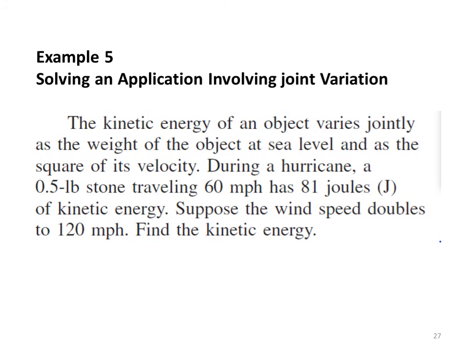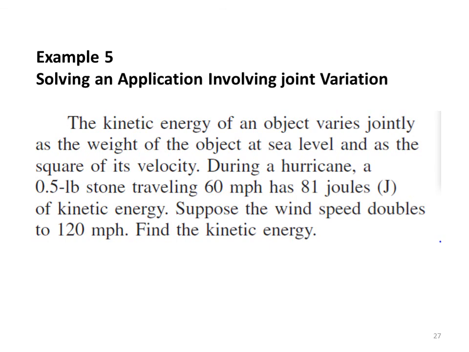We will first label the variables, then use the joint variation model, and from the given information we find the value for K, and that will give us the model. And from the model you can calculate any quantity that you want. But let's just remember here the information. Well, first of all, we have joint variation. The energy has joint variation with the weight and the speed.